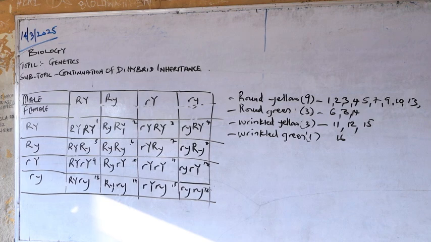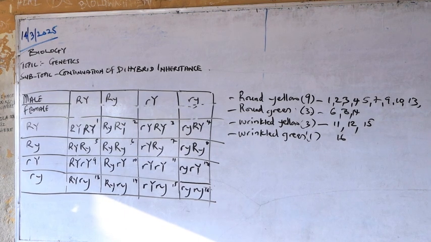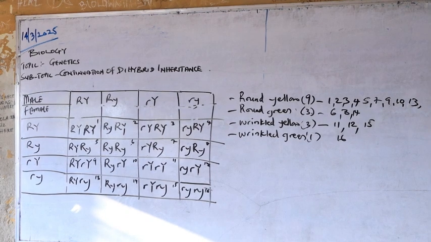Because they're all heterozygotes and they're all round yellow. All F1 is round yellow. I want to get the F2, so we have all this.